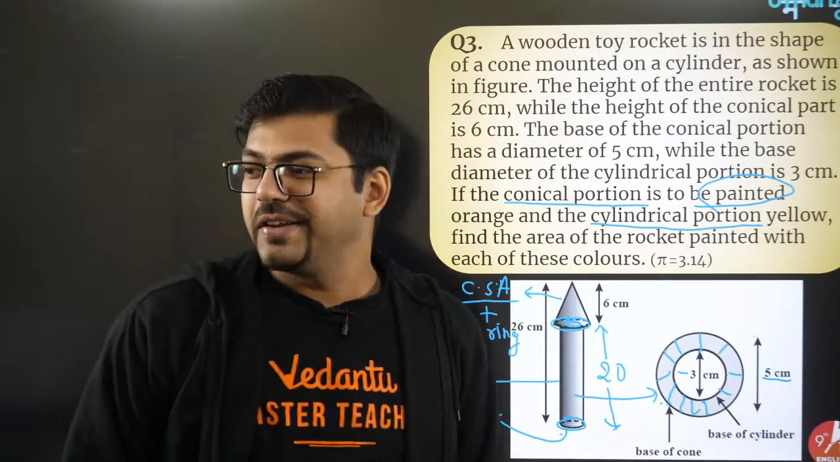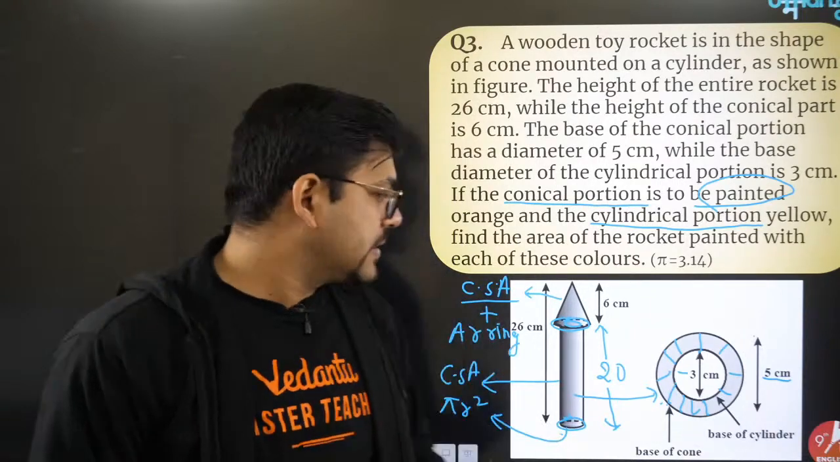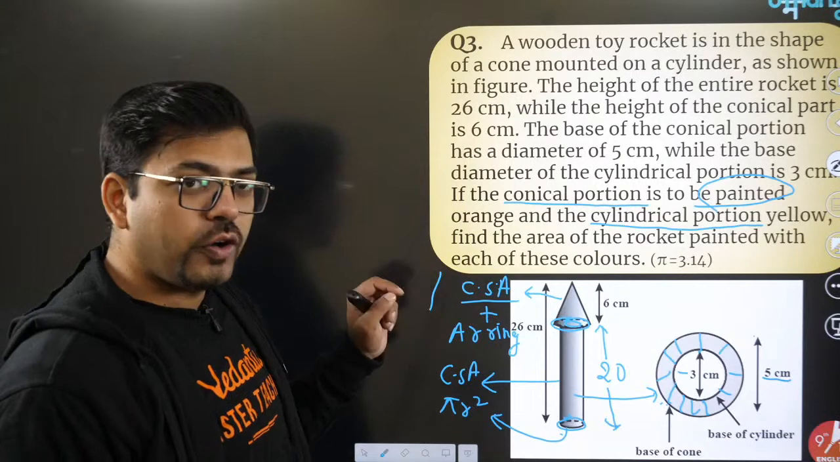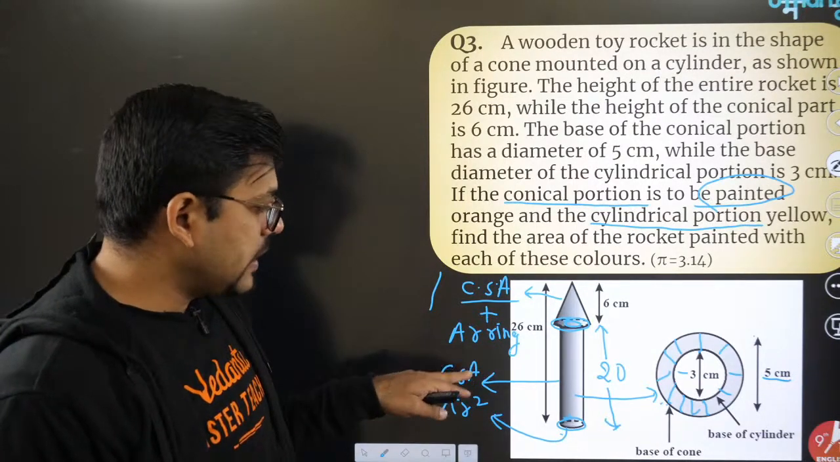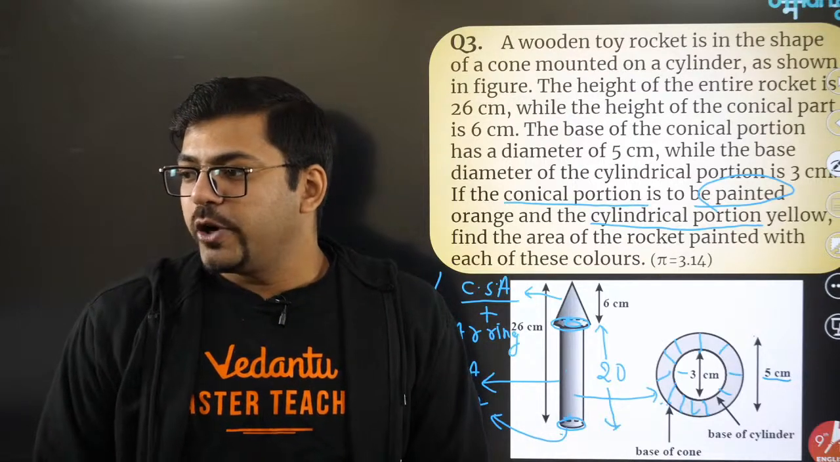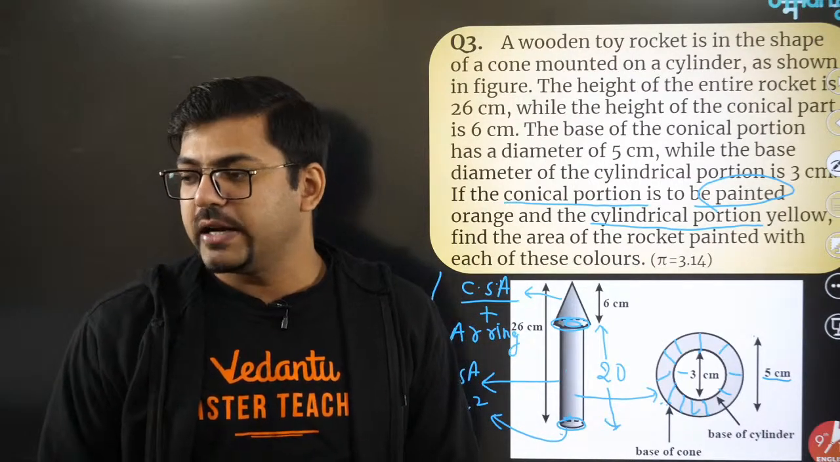What's up, buddy? Okay. So did you all understand this? How you have to solve it? Curved surface area of the cone plus area of ring plus curved surface area of cylinder plus pi r square. Krishna is saying 100.2 pi.